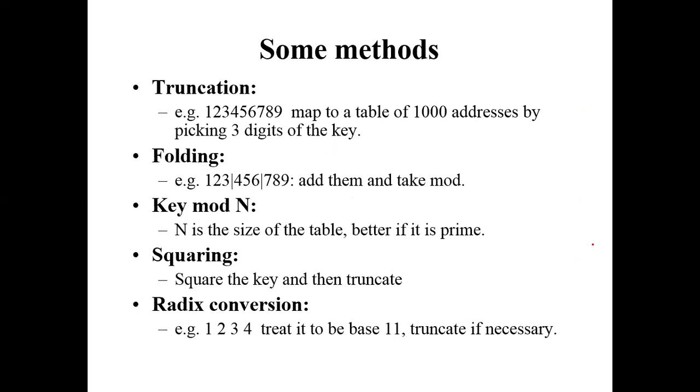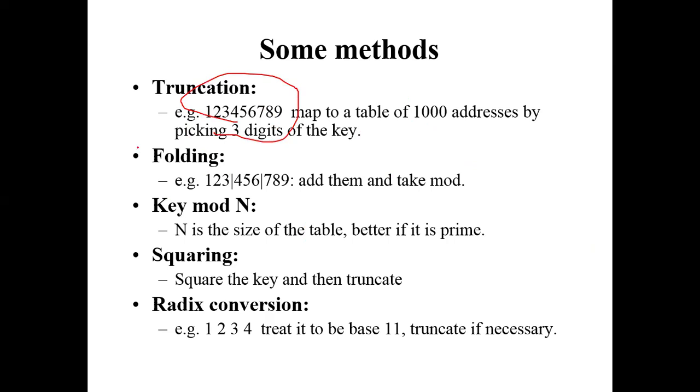Some methods we follow in hash functions are truncation. Truncation is generally a rounding of values. For example, if a big number like 1, 2, 3, 4 is to be mapped to the addresses 1000, we pick three digits of the key, that means we truncate, deleting the remaining one.